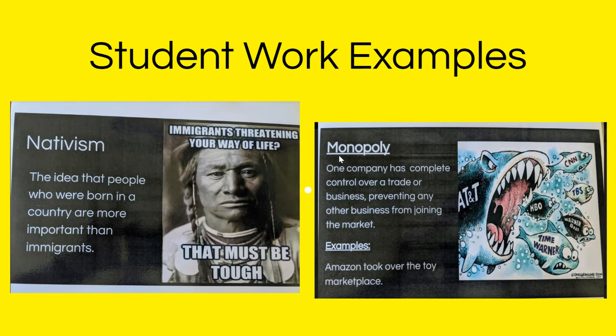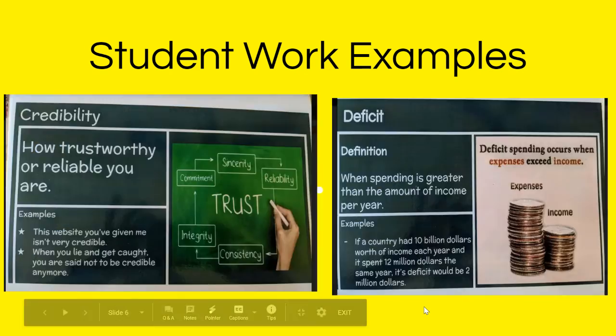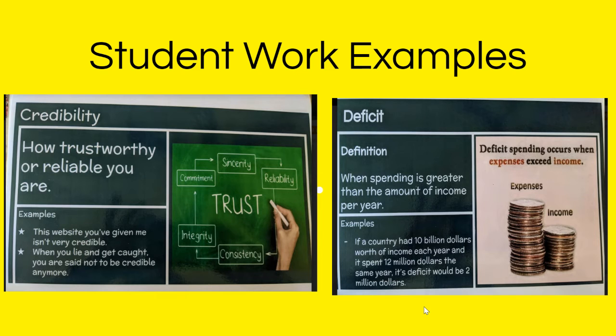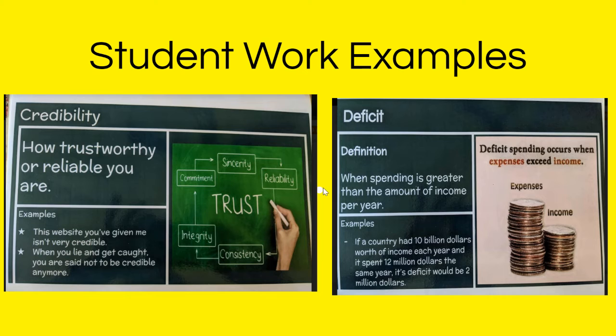The one on nativism that you see to your left is a meme example. And you can see on the right, they've done the visual organizer, but they've picked a really awesome visual with a cartoon to help explain what a monopoly is. Here are a couple other examples that I thought were really good. Again, kids are putting the terms in their own words, and they're using some good examples, and they've got some really nice visuals to help communicate what the word actually means.